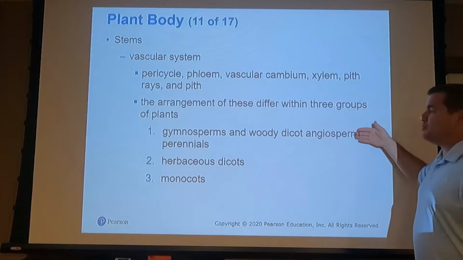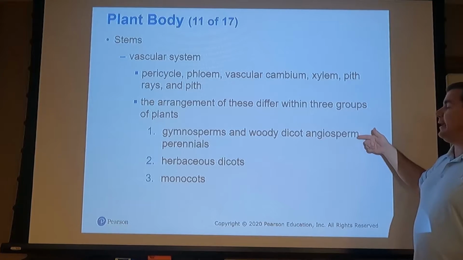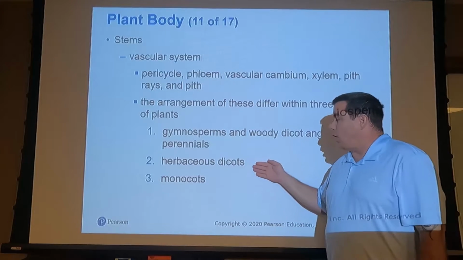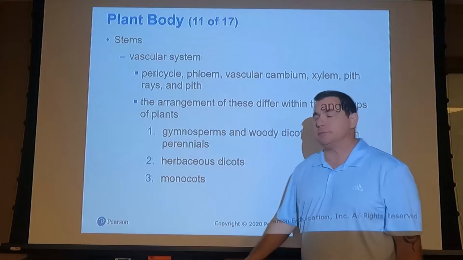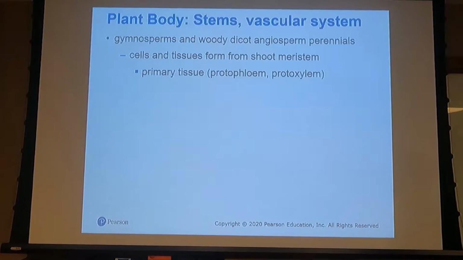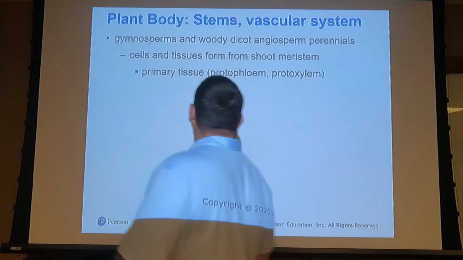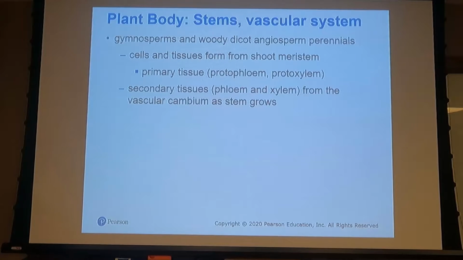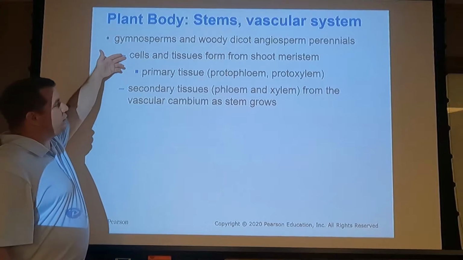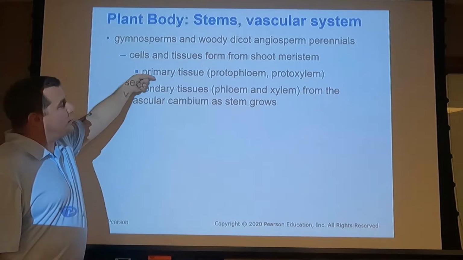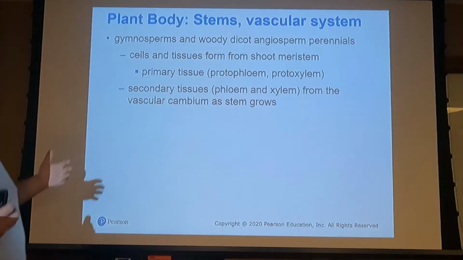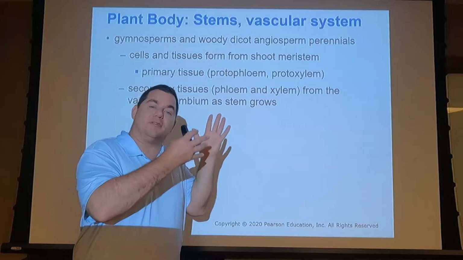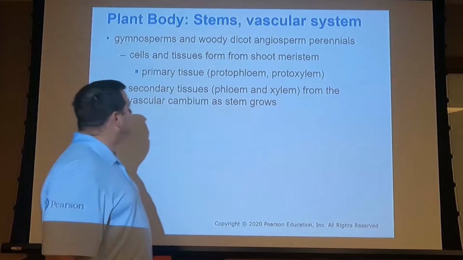And so here we have our gymnosperms and woody dicot angiosperms, and perennials. Our herbaceous dicots, so like our beans. And then our monocots are going to be like our grasses. Just to look at kind of the differences, so we have cell tissues from the shoot meristem. Next we have the protophloem and the protoxylem. So proto meaning like the primary, if you can think like a prototype, like this was the first one that we made. This is the primary component.